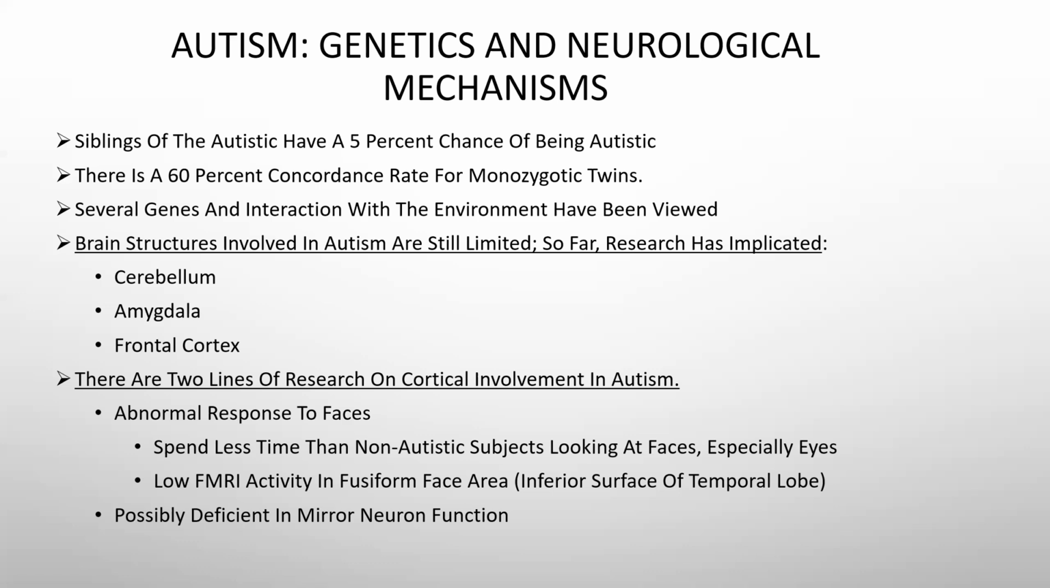There are 2 lines of research on cortical involvement in autism. There's the abnormal response to faces, so they spend less time than non-autistic children or subjects looking at faces, especially the eyes, and then low functional MRI activity in the fusiform face area. And then second, possibly deficient in mirror neuron function. So these are the neurons that fire when you are observing somebody else doing an activity.